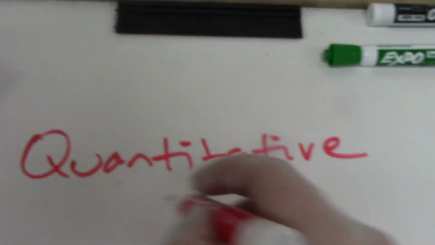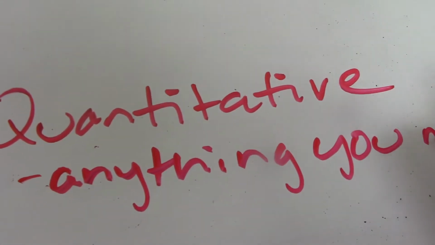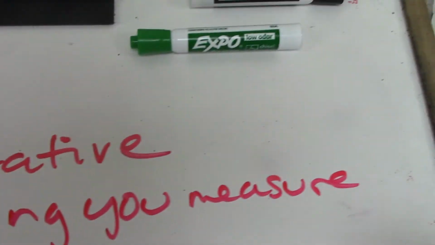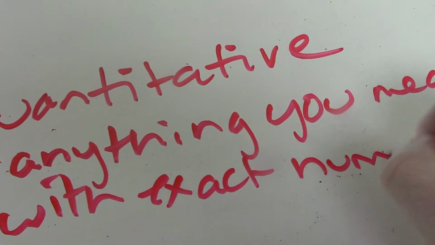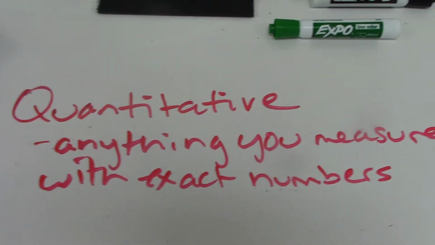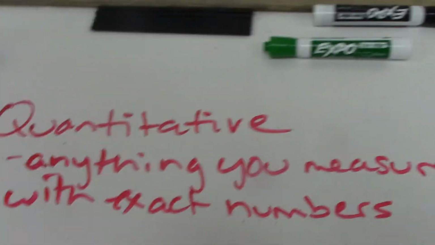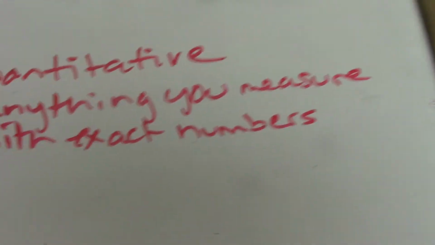All right, so quantitative data is anything you can measure with exact numbers. All right, so we're doing math in order to get quantitative data, and we'll get definitive calculations. So when we solve for pH, that would be quantitative, for example, because you get exact pH values.